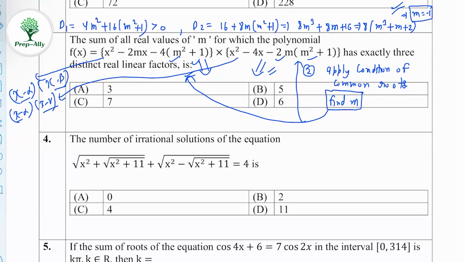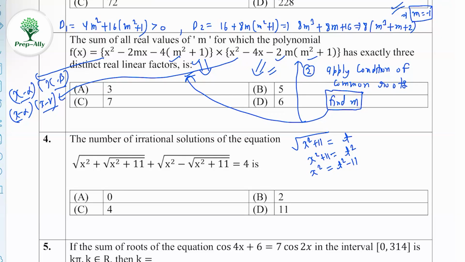Fourth question, the number of irrational solutions of this equation. So x plus root of x square plus 11, plus root of x square minus x square plus 11, is equal to 4. So substitute root of x square plus 11 is equal to t. So x square plus 11 is equal to t square. So x square is equal to what? T square minus 11. Okay. X square is equal to t square minus 11.